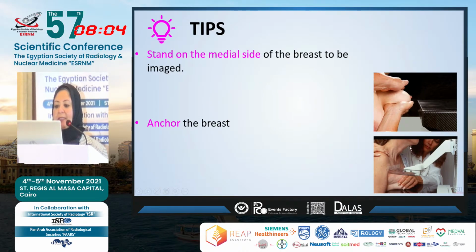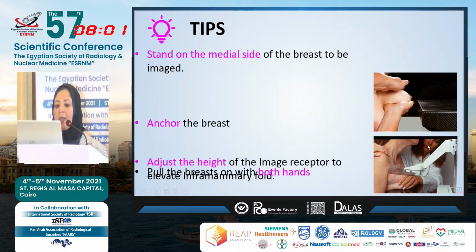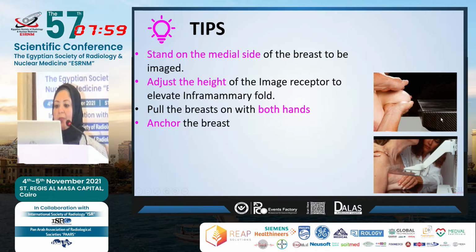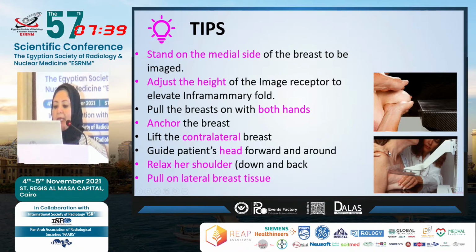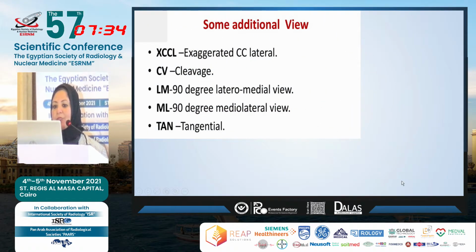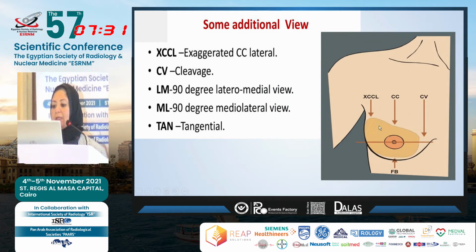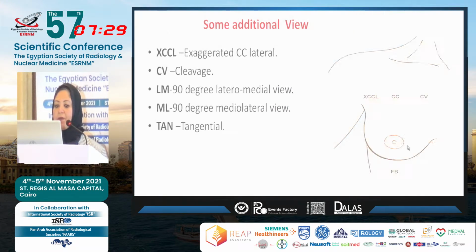and stand on the medial side of the breast to be imaged. Adjust the height of the film receptor to elevate the inframammary fold. Pull the breast with both hands. Lift the contralateral side of the breast so as to bring the medial aspect of the breast into your field of vision. Guide the patient's head forward and around. Relax her shoulder down and back and pull on the lateral breast tissue. Sometimes you might need some additional views to examine specific regions of the breast.